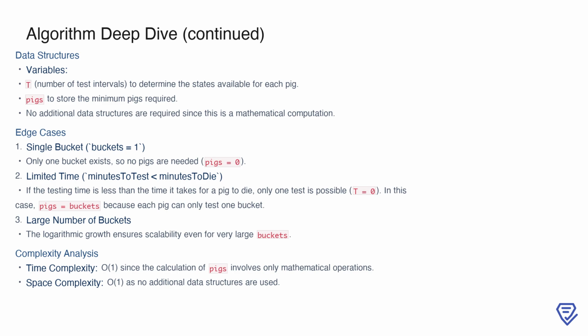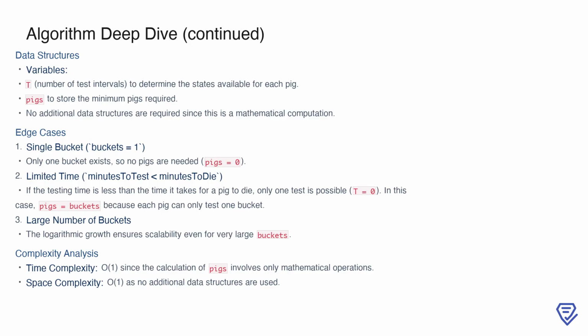Let's also consider some edge cases. If there's only one bucket, no pigs are needed because the bucket is trivially non-poisonous. If the testing time is shorter than the time it takes for a pig to die, we can only run one test interval, meaning each pig can test just one bucket. In this case, the number of pigs would equal the number of buckets. For a very large number of buckets, the logarithmic growth ensures that the number of pigs remains manageable.